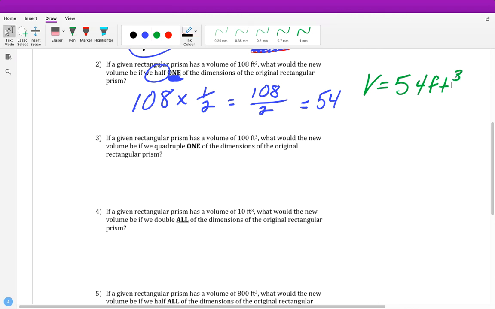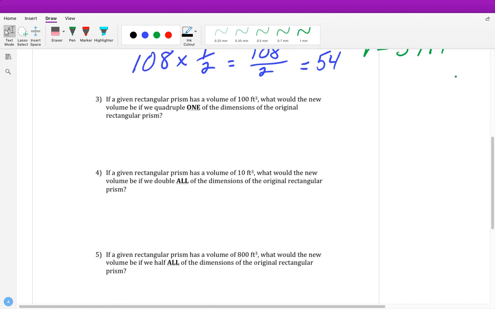We don't have to draw the image like we did in the one before, because when we change one dimension, the volume will change by that exact same rate.